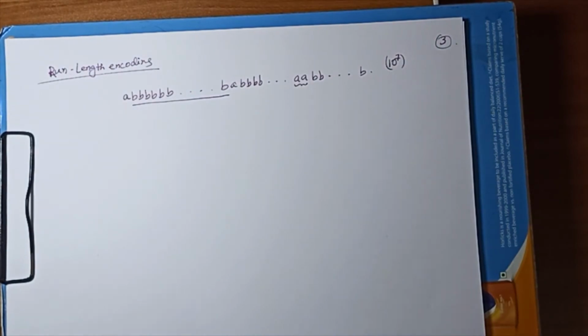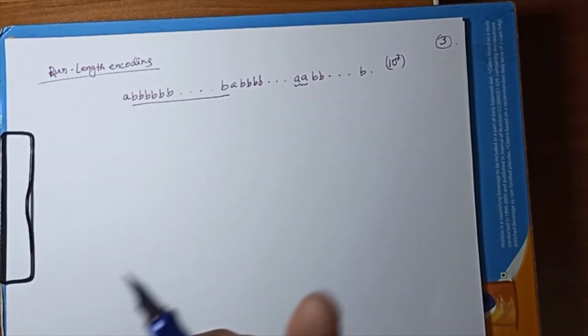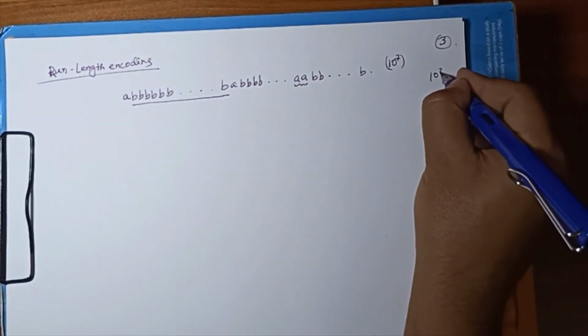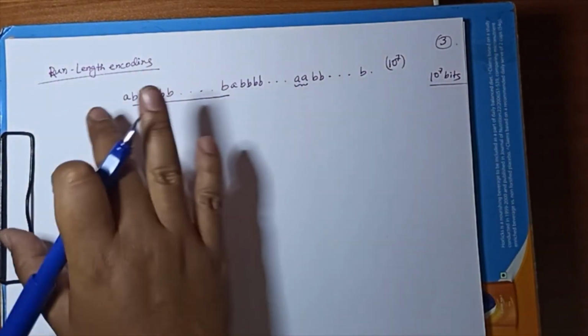So if you go by regular encoding, what you will do? You will do every A and B with 1 bit, 0 and 1. So it will take 10 to the power 7 bits to encode the entire scheme. Okay. What I will do? I will not use like that.